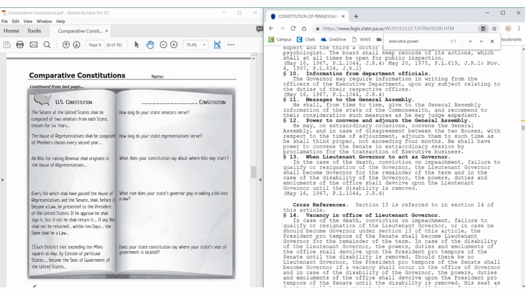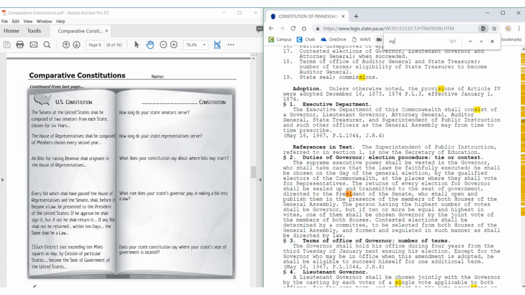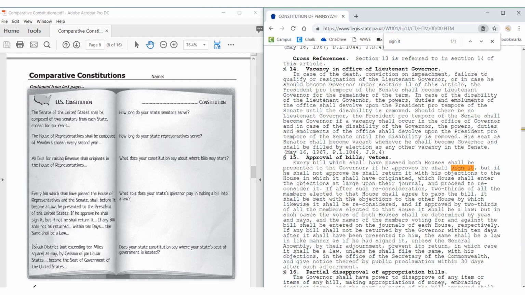I'm trying to see if I find anything. Let's search for some keywords. So instead of executive power, let's search, so what does it say? If he approve, he shall sign it. So let's see. Here we go. Approval of bills and vetoes. This is in the correct section.